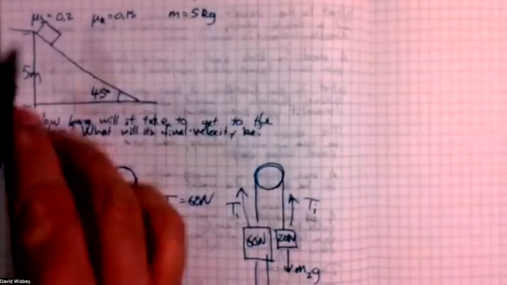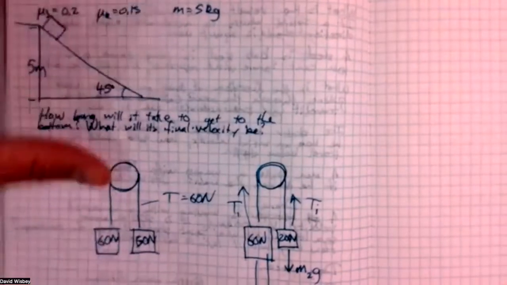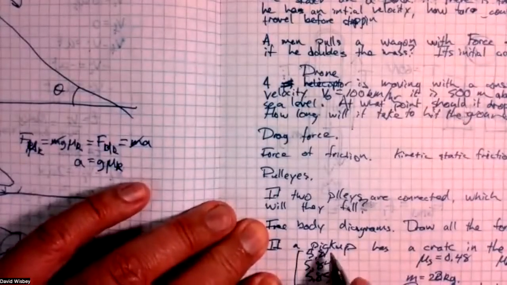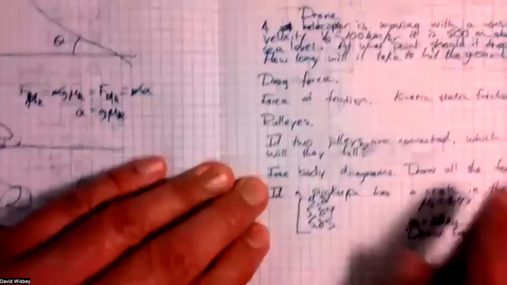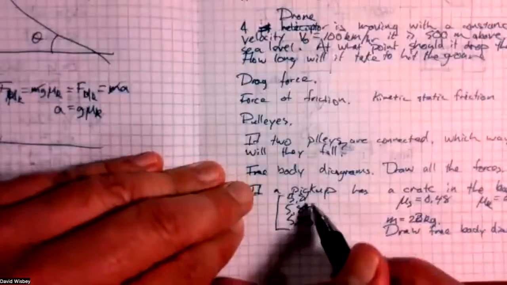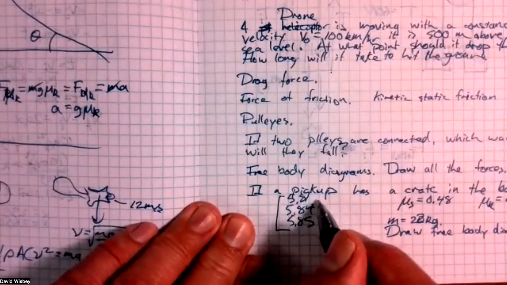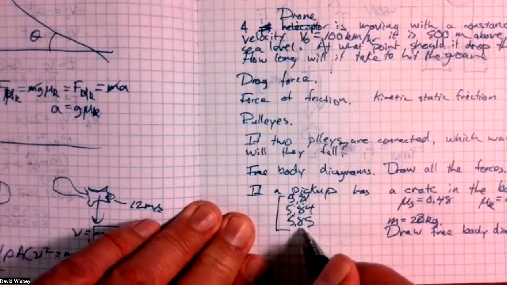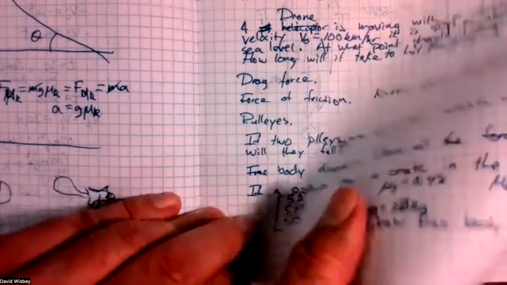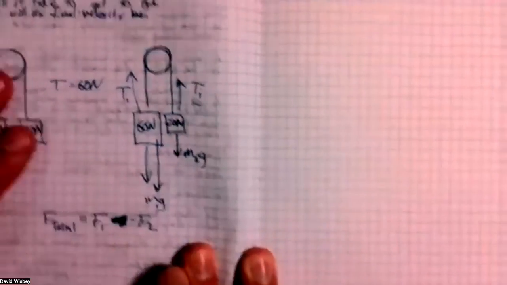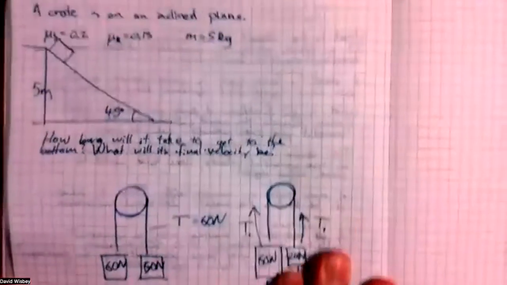Let's see what else. So you should know there were a couple problems with pulleys. The ones that you should look at were 5.81, 5.84. Actually, just look at the problems in the homework that have pulleys in them, and they'll be similar to that one.